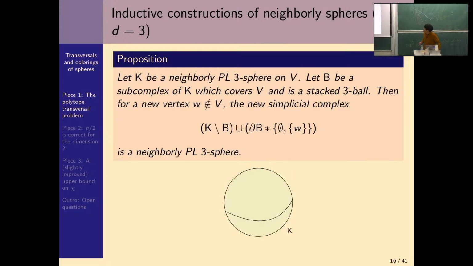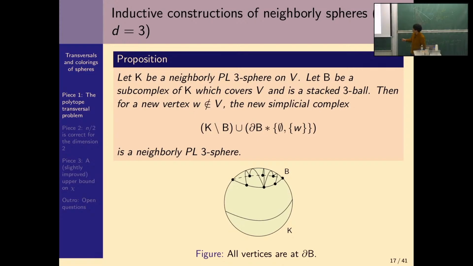No? Okay, so let's look at this. There is a proposition: there is an inductive way to construct a neighborly sphere. This proposition states the inductive construction, but let us look at this picture. This is the previous neighborly sphere. What we do is, and this is actually a very misleading picture because in 2 dimensions this kind of situation should not happen, but let us look at this picture.